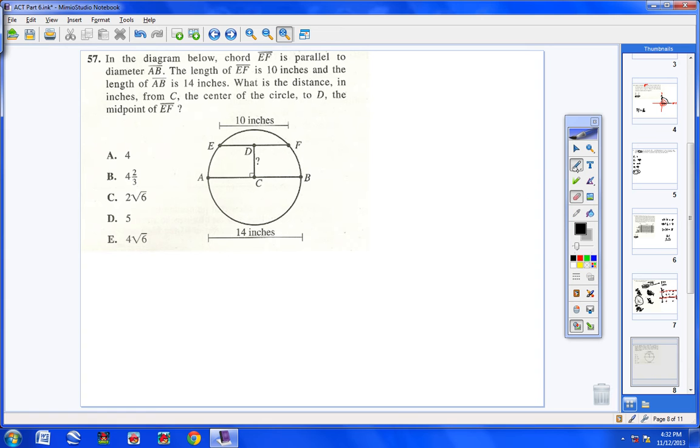So you've got to think outside the box. Maybe I could draw my line like this. Now, Mr. Earhart, how would that help? Well, I'm glad that you asked. Thanks for asking. I know the length of this line from E to F is 10.